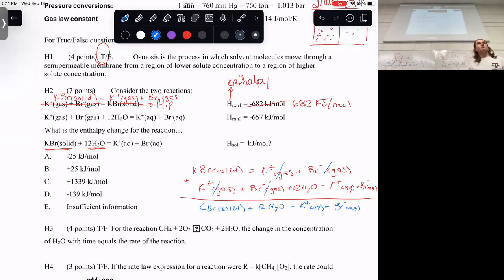Does that match the reaction that we're trying to solve for? Yes. So what do we do to our enthalpies in order to find what this enthalpy is? Add them up. Right, we can take 682 kilojoules per mole plus minus 657 kilojoules per mole. And what do we get as an overall answer? Yep, you get positive 25 kilojoules per mole, which is B.